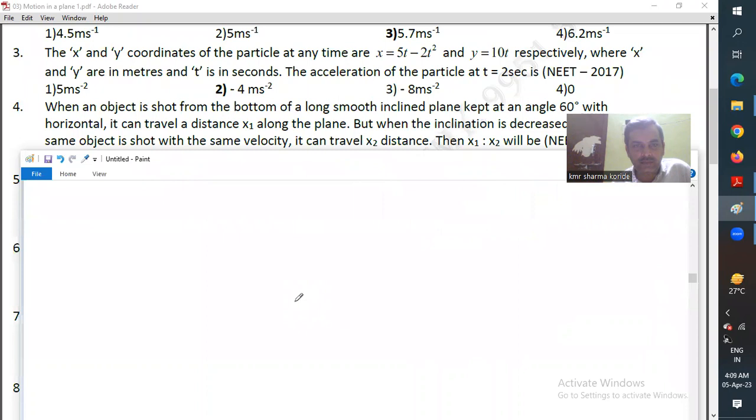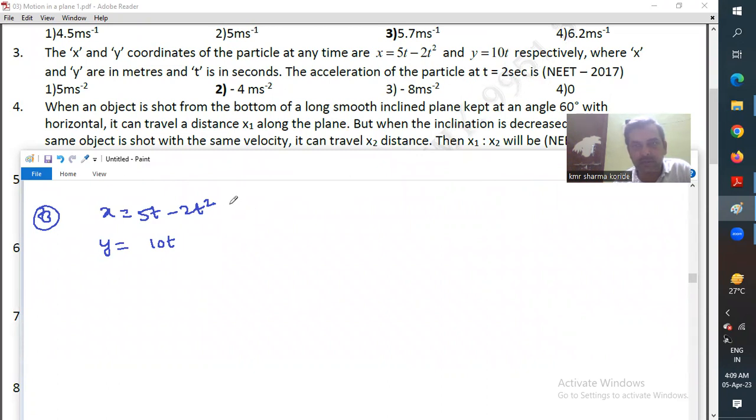This is question number 3. The x and y coordinates of a particle at any time are x equal to 5t minus 2t square, and similarly y coordinate is equal to 10t, respectively, where x and y are in meters and t is in seconds. We need to find the acceleration of the particle at t equal to 2 seconds.